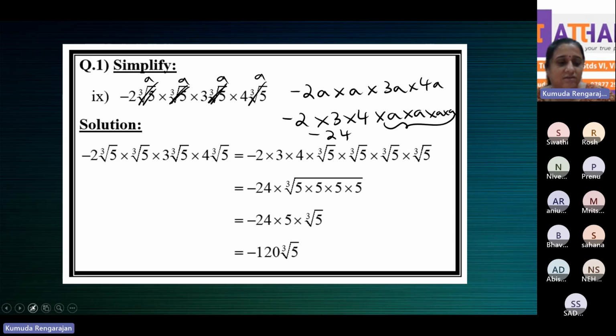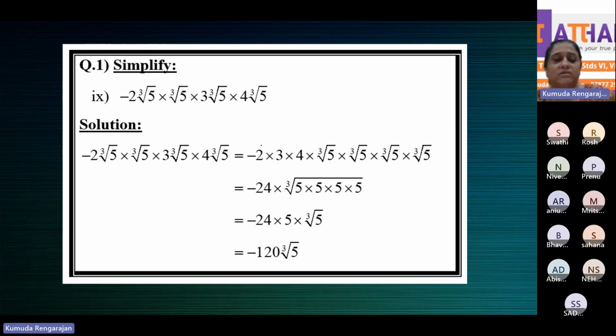In the same way here, I've written the numbers here, and then cube root of 5, cube root of 5, cube root of 5, 4 times. So this product is -24.